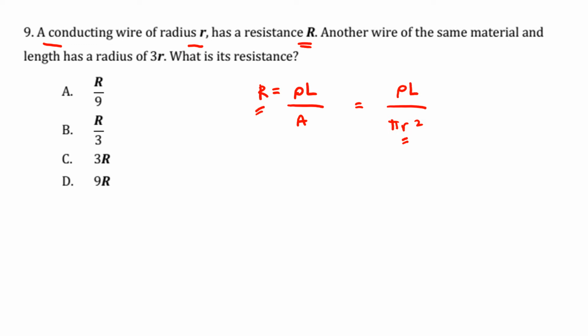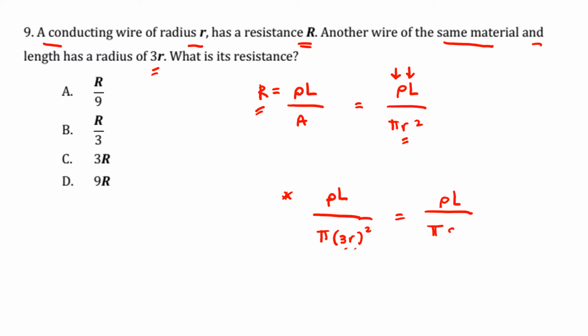So what happens if the wire has the same material? Therefore resistivity is the same, and the length is also the same, but our radius is 3r. So what would our R be? Resistivity is the same, length is the same, divided by pi times 3r squared. Let's rewrite this. This becomes resistivity times L over pi, and 3r squared is equal to 9r squared. So we have resistivity times L over 9 pi r squared.